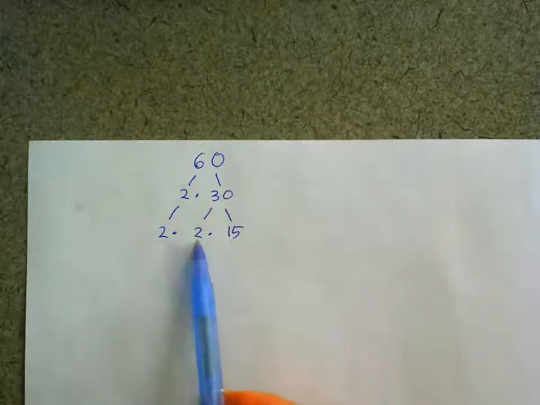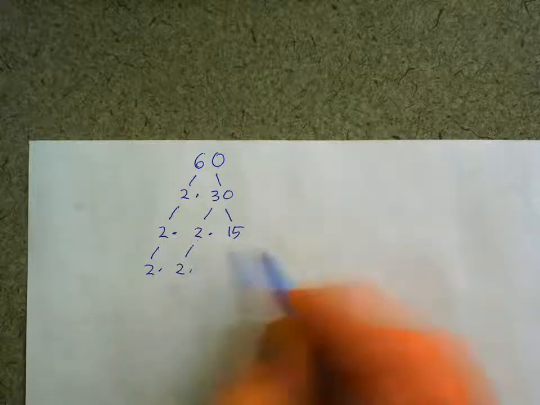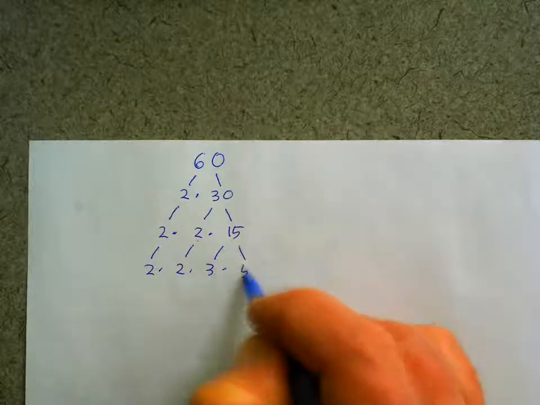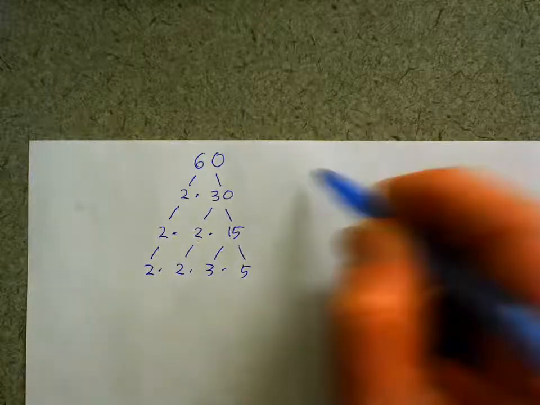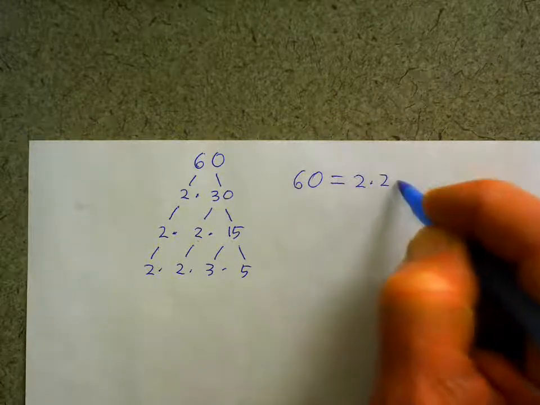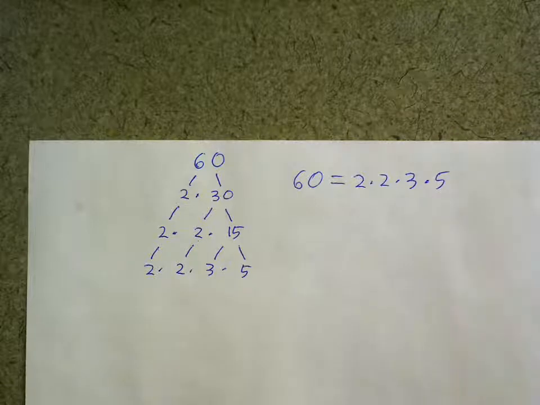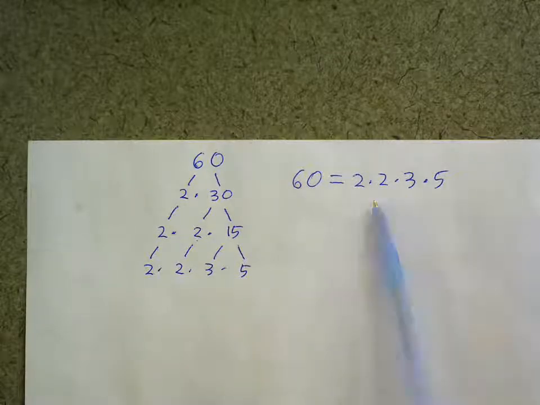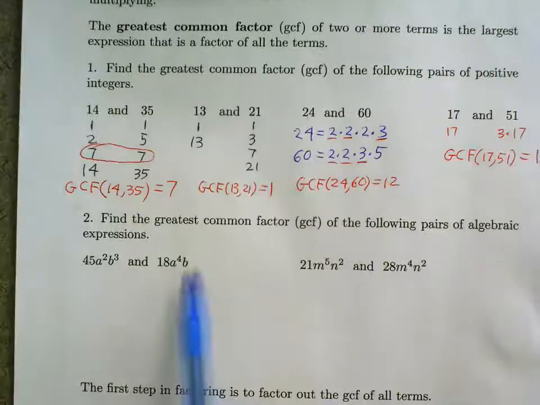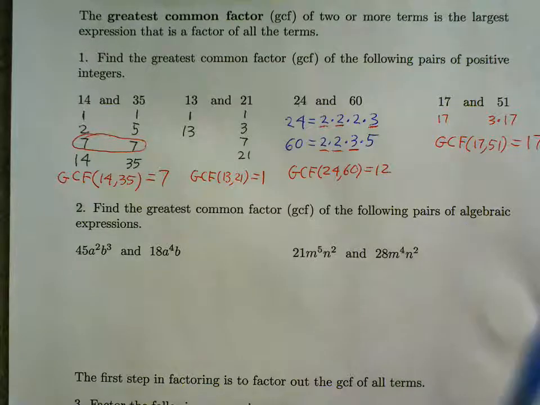So 2 and 2 are prime numbers. 15 is not a prime number, so the next one, 2 times 2, and then 15 is 3 times 5. And 2, 2, 3, and 5 are all prime numbers, and that is the prime factorization of 60. 2 times 2 times 3 times 5 is the unique prime factorization of 60. So you can use that technique whenever you're trying to find the prime factorization. Okay, let's move on to the next level. Find the greatest common factor of the following pairs of algebraic expressions.